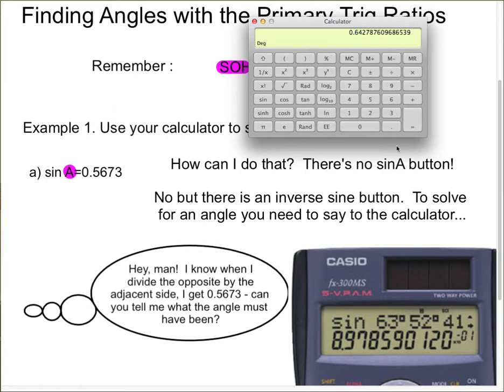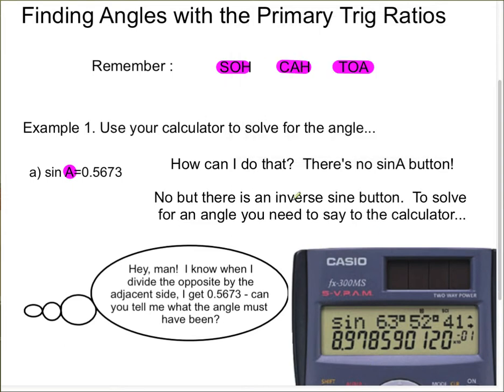There's no sine A button. You can't actually use sine A. You have to get the calculator to tell you what A is. So what we actually have on the calculator is an inverse sine button. And I'm going to highlight that too. I'm just going wild with the highlighter in this video. Okay, so we have an inverse sine button. I'm going to show you where that is.